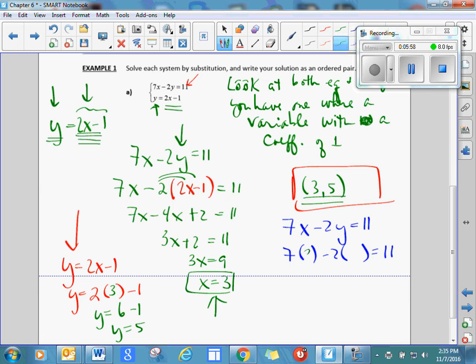I think x is 3. I think y is 5. 7 times 3 is 21, minus 10. Is that really equal to 11? Yes, 11 equals 11. So this is the solution to my equation. This would have been the exact point where our lines crossed had we done it by graphing, but instead we learned a new method and we've done it by substitution.